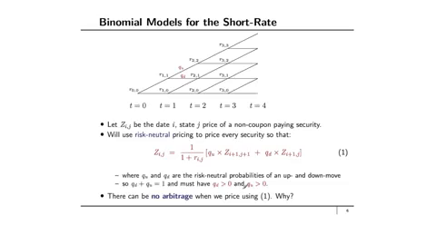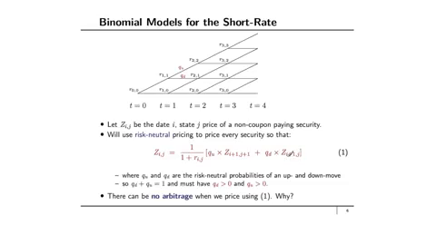So for example, Z_ij, the price of the security at time i, state j, is going to be 1 over the discount factor times the risk neutral probability of an up move, in which case we have the price at time i+1 and state j+1, plus the risk neutral probability of a down move times the price of the security at time i+1, state j.